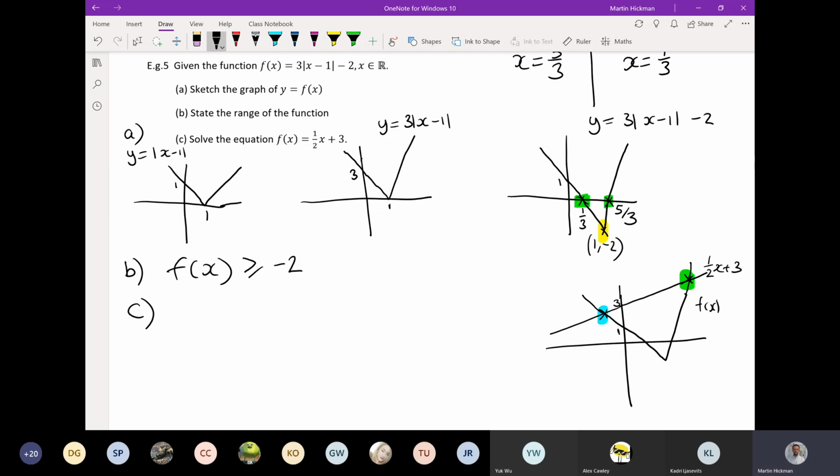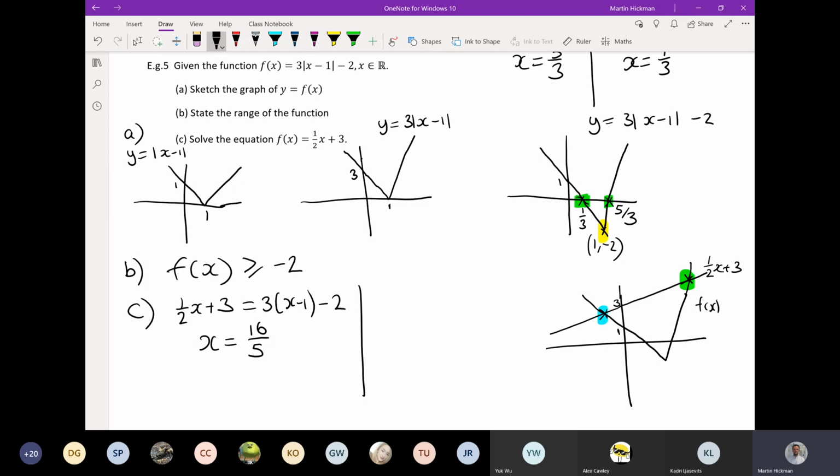Firstly, I'm going to find this green solution. There's been no reflecting, so I'm just simply going to solve a half x plus 3 equals 3 modulus of x minus 1, take away the 2. That's just your f of x. And yet again, to save a bit of time, I'm just going to tell you what the final answer would be, and that's simply 16 over 5. Sorry, I shouldn't put the modulus there. Let's just put this bracket because we know it's positive. So just solve that, expand it out, collect all your x's, solve it. You should get 16 over 5.